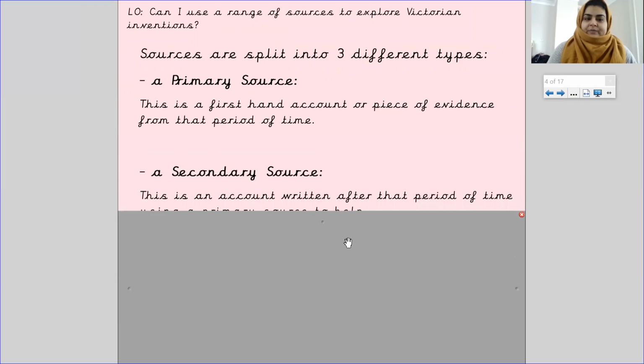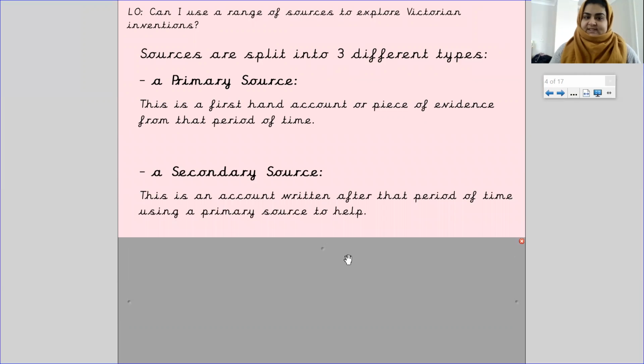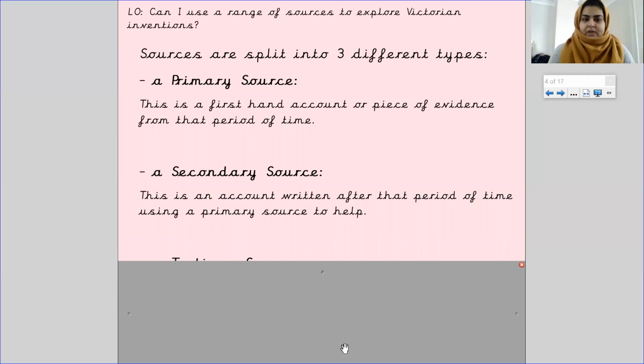You have a secondary source. This is an account written after that period of time using a primary source to help. For example, if you go onto Google or somewhere and you look up Victorian inventions, and someone has recently written about a Victorian invention from the past, that would be a secondary source because they looked at a primary source to do their research.